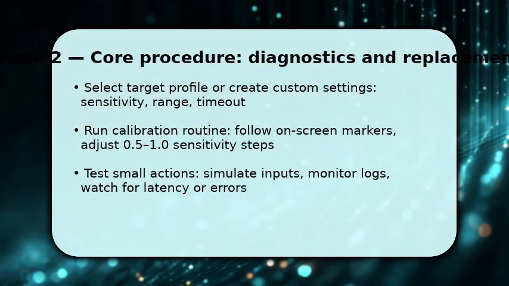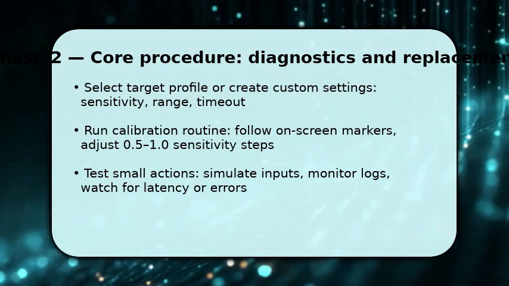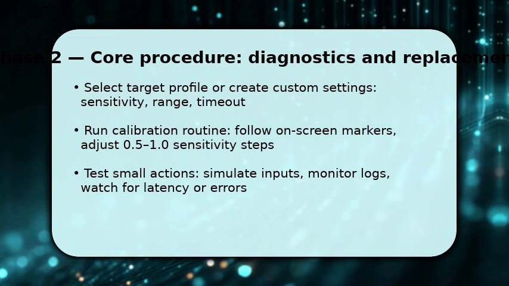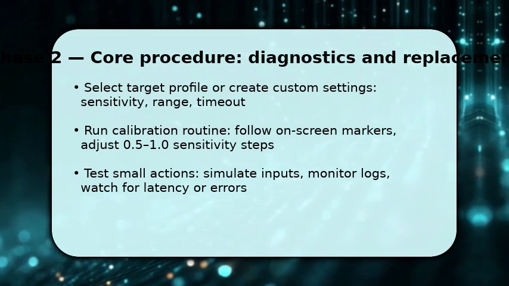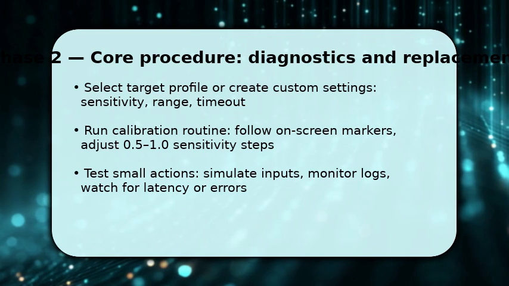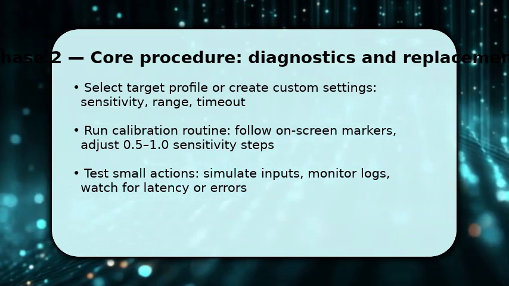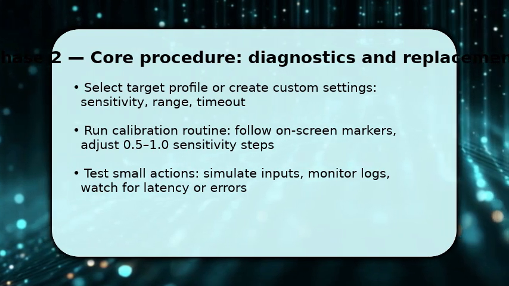Now you configure the core parameters that determine how SitePusher behaves. You select or create a profile, then set sensitivity, range, and timeout, adjust in 0.5 increments until responses feel natural. Once done, run the calibration routine and follow the on-screen markers. This aligns sensors and corrects offsets.